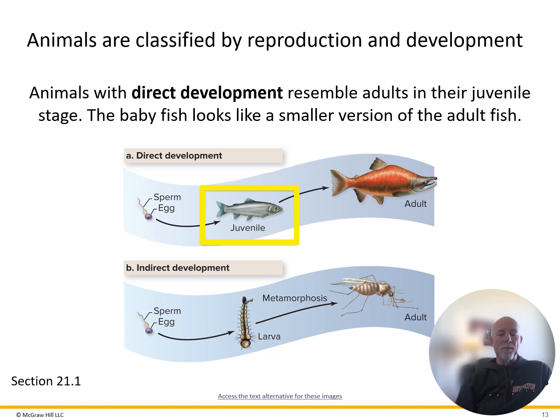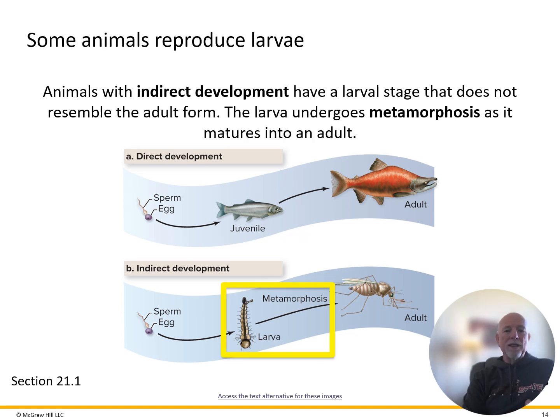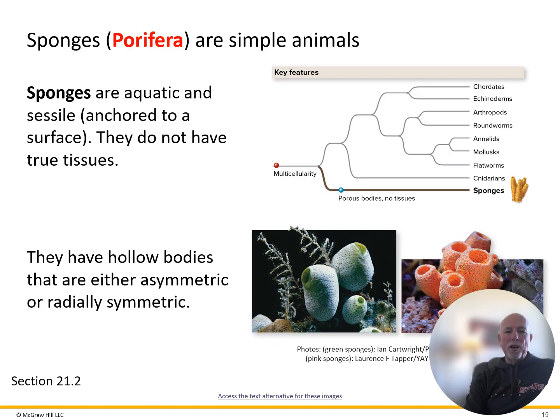We also classify animals on how they develop embryonically or in their juvenile stages. Notice in this first development here, the juvenile stage resembles the adult stage. This is a salmon here. But notice down here, we have a different kind of metamorphic development where the larval stage doesn't look anything like the adult stage. And so this is another way that we classify or break animals down into different levels of complexity based on their juvenile development.